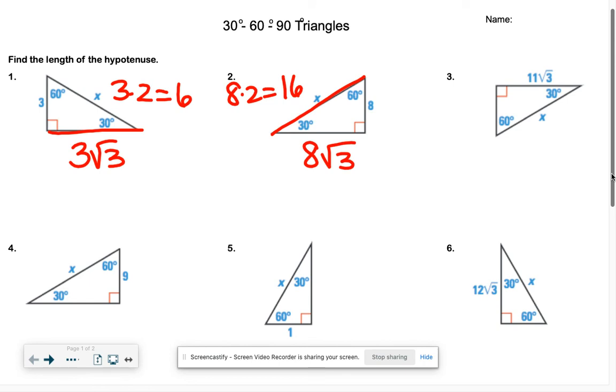Wasn't the previous one 6? What's that, dear? The first one was only 6 square. Nope, it's your short leg times root 3.